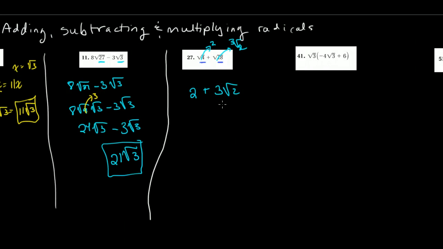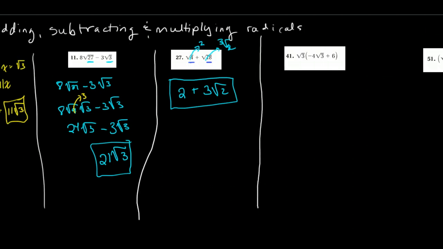And here we don't have like terms, so to speak. We don't have a radical for the 2. So this is as simple as we can get. This is as far as we can get adding that radical expression. In the next couple of problems, we are going to take a look at multiplying and see how that works.